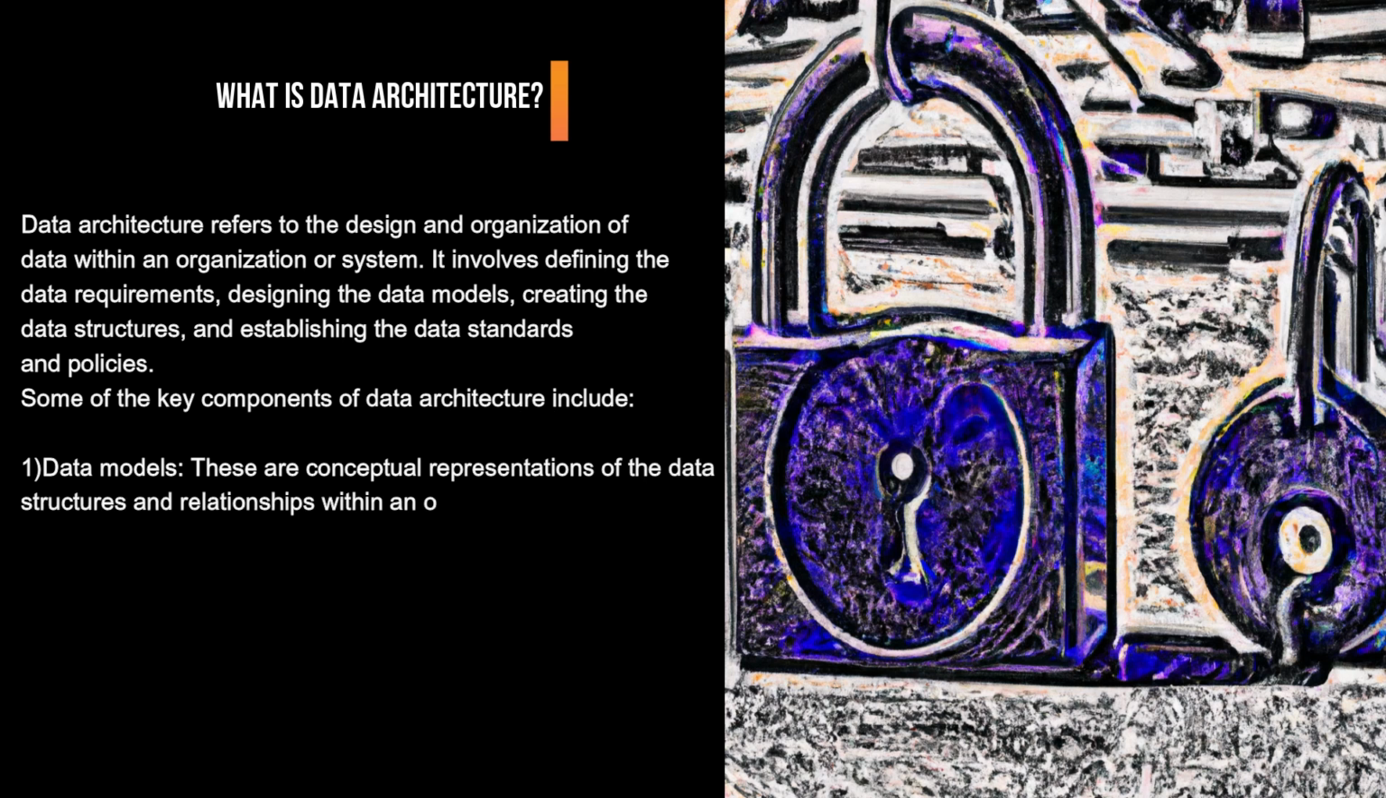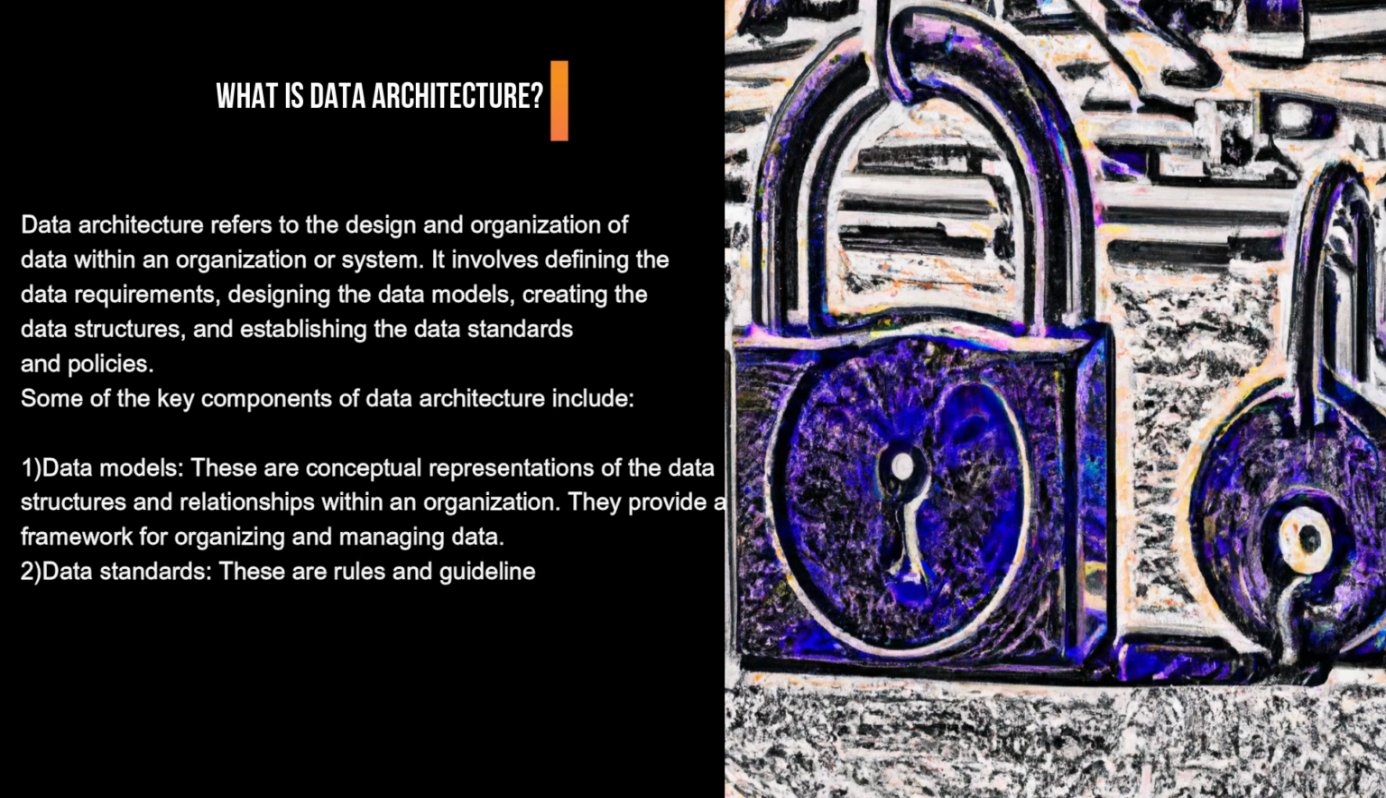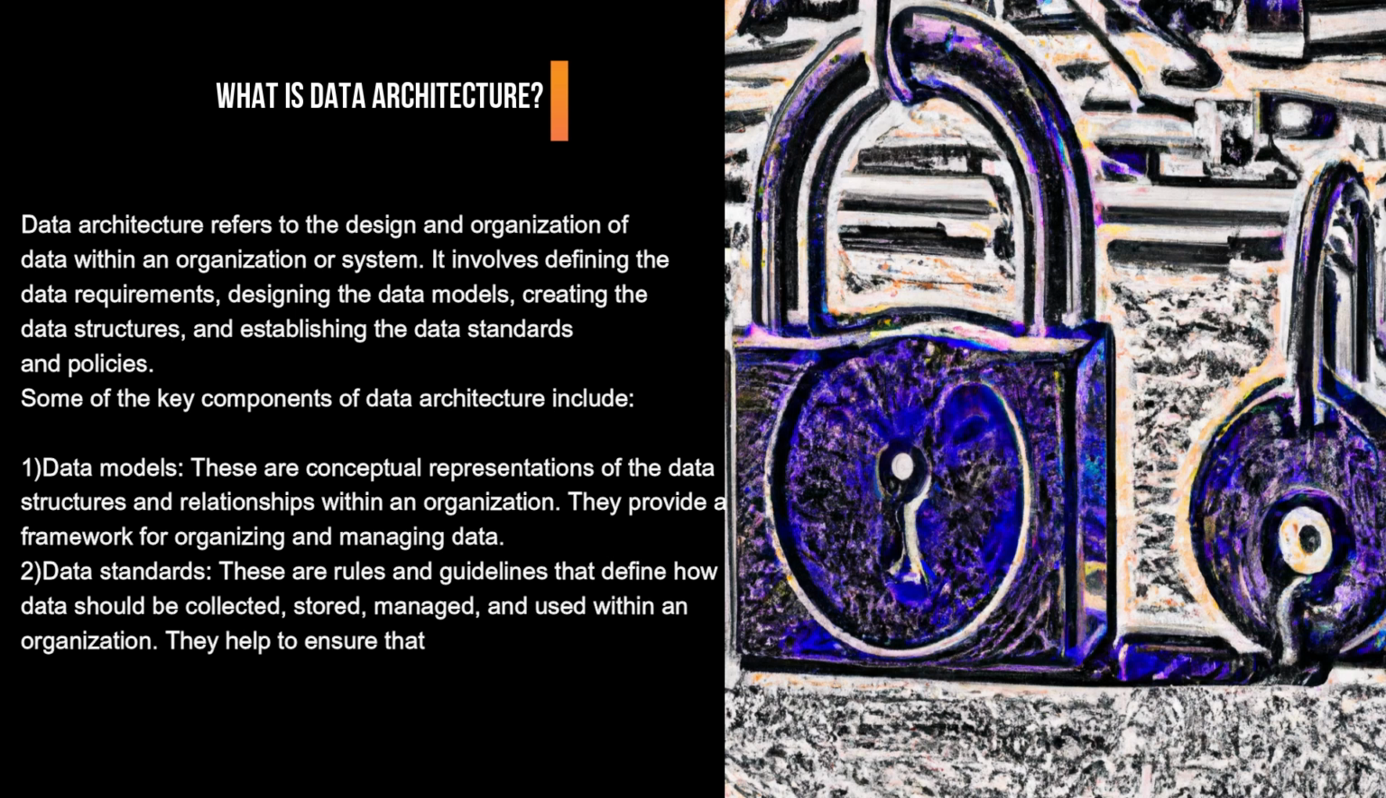1. Data models. These are conceptual representations of the data structures and relationships within an organization. They provide a framework for organizing and managing data. 2. Data standards. These are rules and guidelines that define how data should be collected, stored, managed, and used within an organization. They help to ensure that data is consistent and accurate.